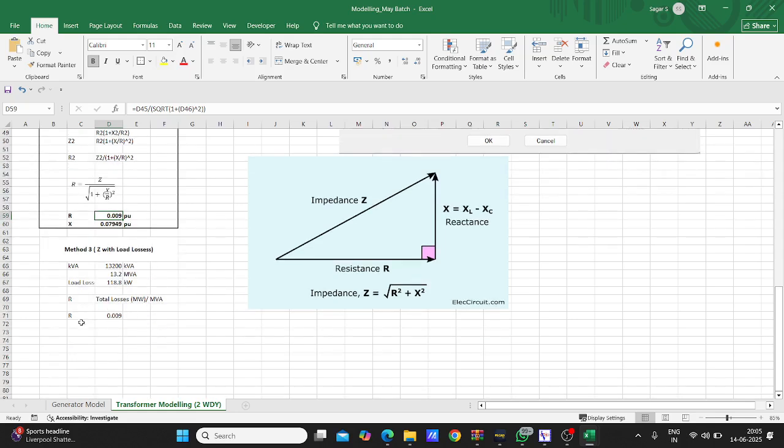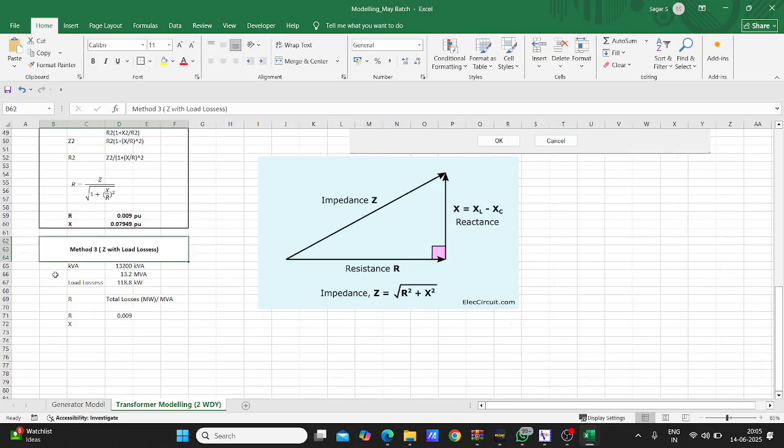Then again, how can I calculate X? Easy, right? Tell me, how can you proceed with X now? I know the value of R for this method 3 alone. Then how can I calculate X?